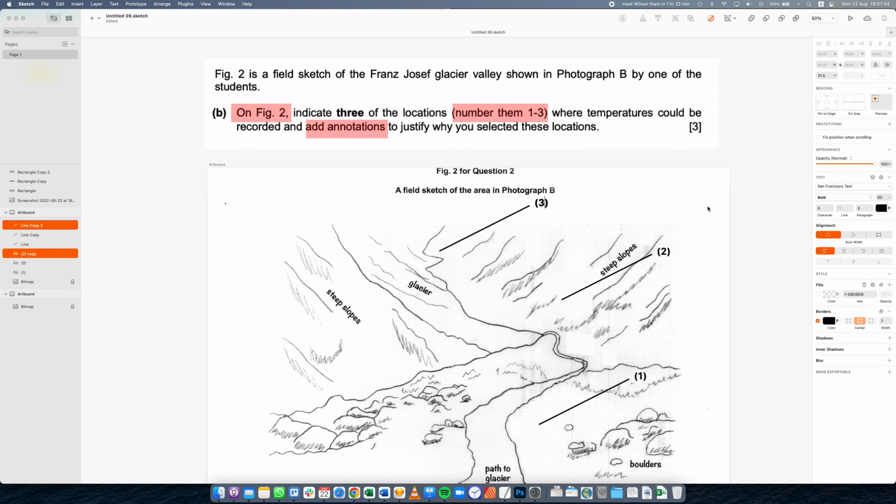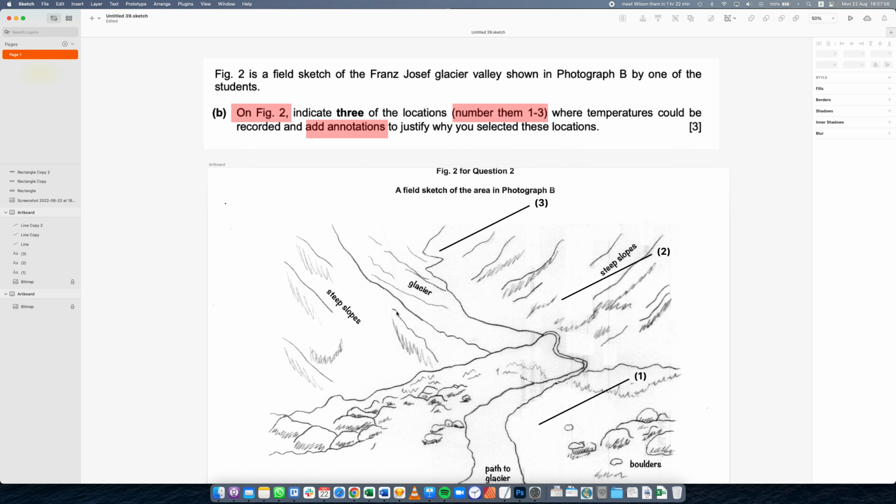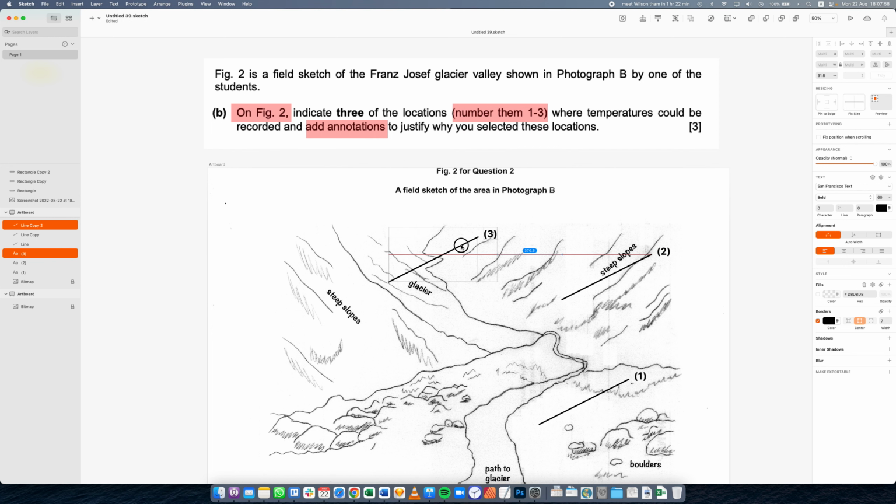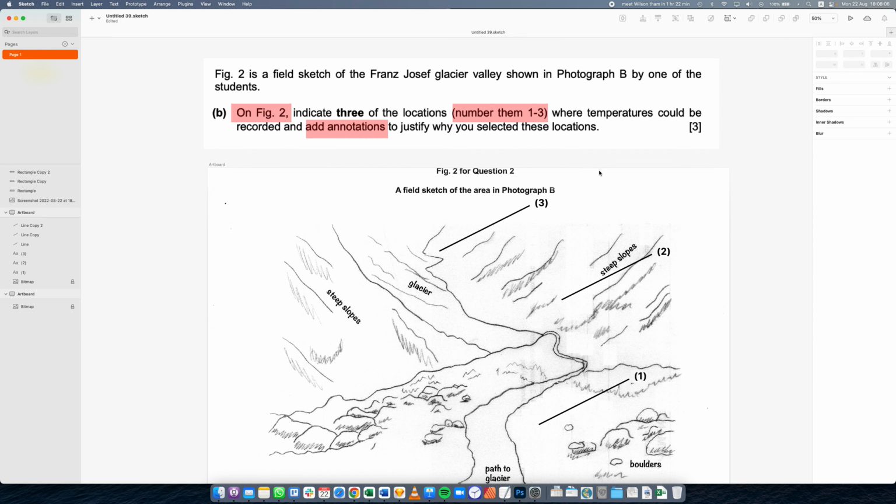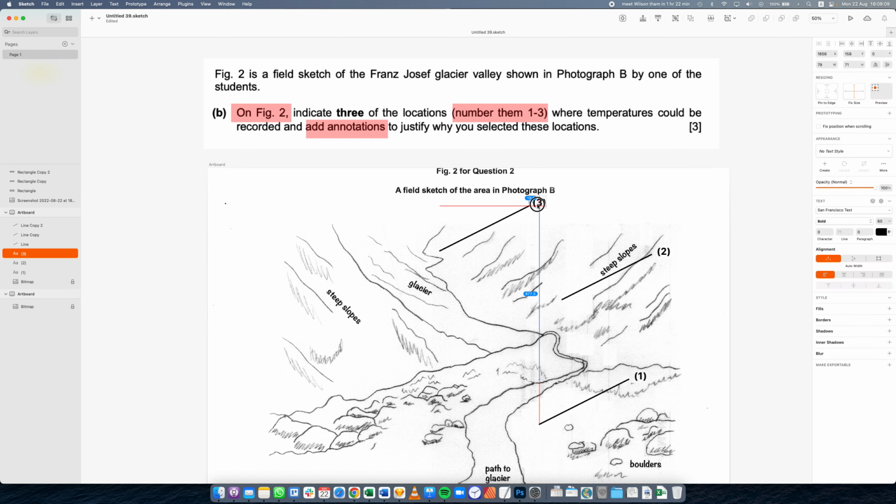Some of you put it further out or on this side, which is fine, as long as you are not putting it on the glacier itself. You all know what a glacier is, all ice, so there's no way people can get up there safely. So the other mark comes from annotating.